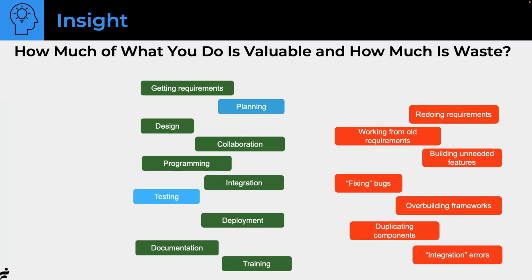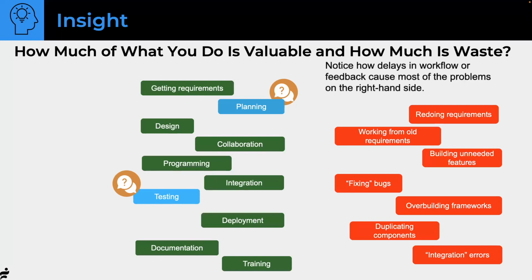Now, you might ask the question, planning or testing, you can't overplan, obviously. You can't overtest or do it manually. I put the question marks here because it's worth looking at. Are we overplanning? Yeah, if you plan and you don't use it, that's waste. But the planning itself that you use, I wouldn't say is waste. Testing is interesting because some testing can be automated or not. And then there's some things you can do. But notice how those things on the left versus those things on the right. Notice how delays in the workflow cause problems.